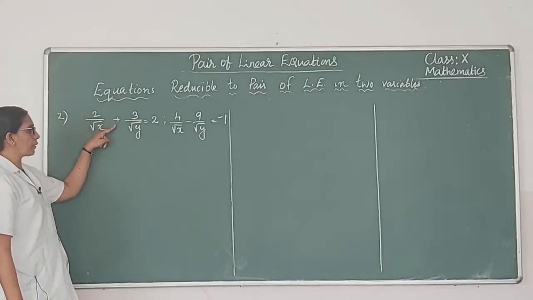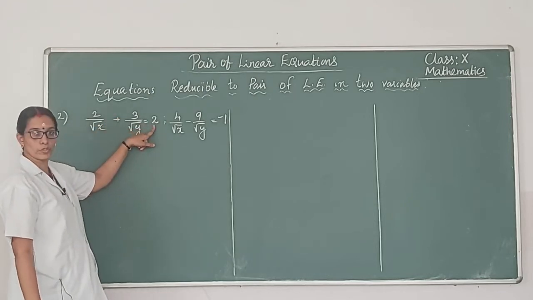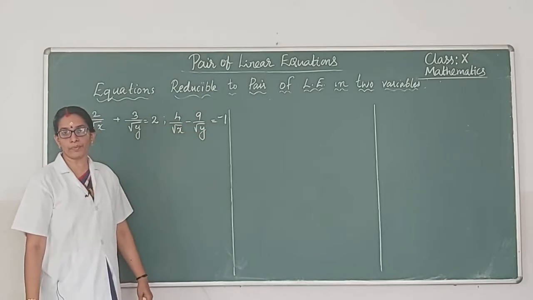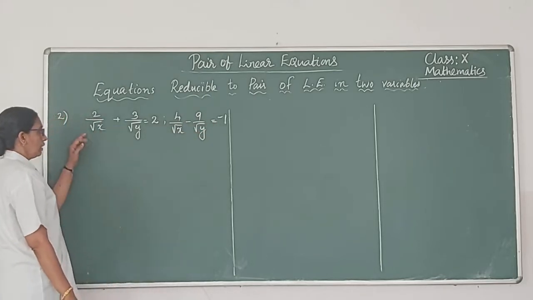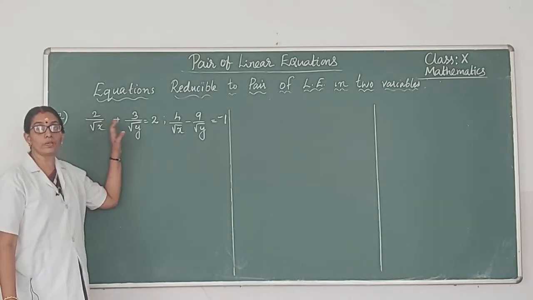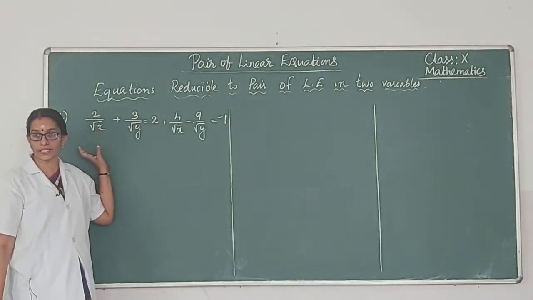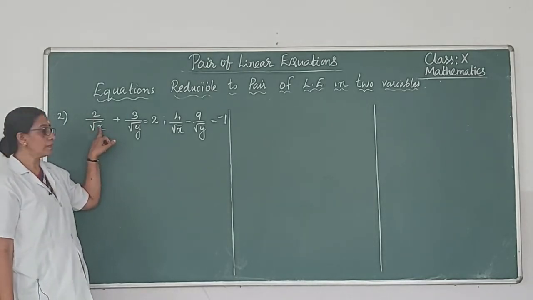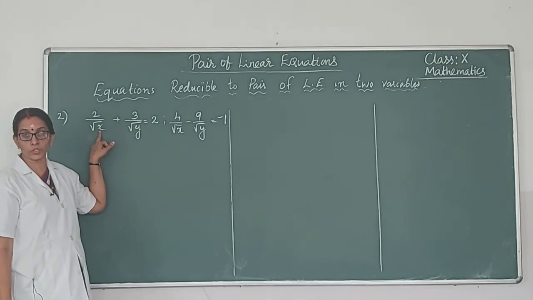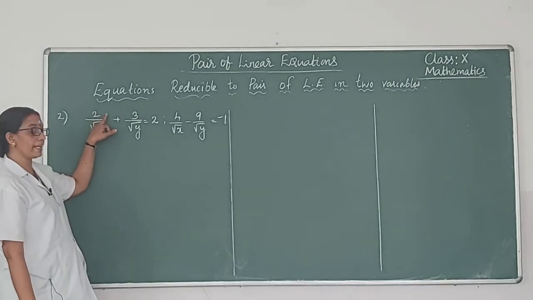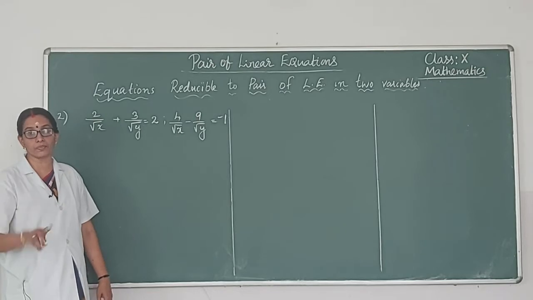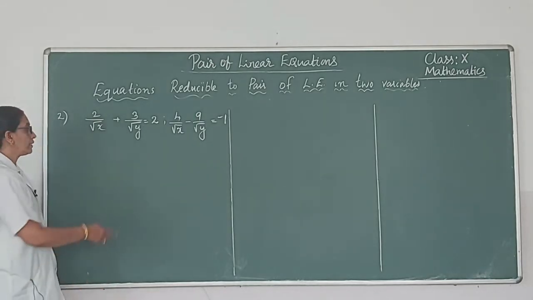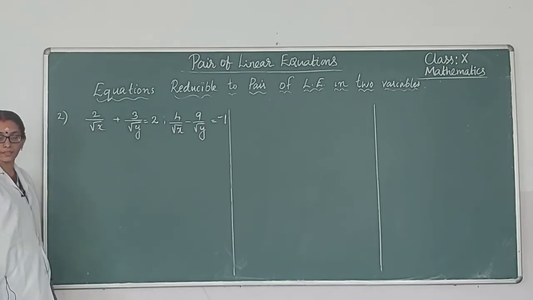2 by root x plus 3 by root y is equal to 2. 4 by root x minus 9 by root y equal to minus 1. Okay. These equations are also not linear equations, because here the power of x is minus 1 by 2. Root x is x raised to 1 by 2. When we take it to the numerator, it will become x raised to minus 1 by 2. It is not a whole number and it is not 1. So it is not a linear equation.